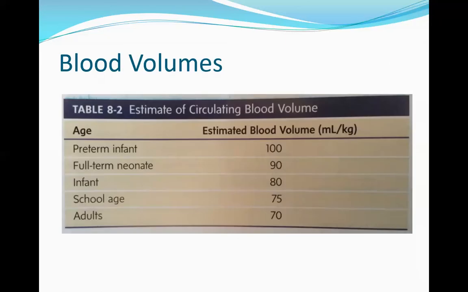On the next slide, I included a table from Cote, Table 8.2, which gives an estimate of circulating blood volume in different patient populations. So for the preterm infant, it's estimated that the blood volume is 100 milliliters per kilo. For a full-term neonate, 90 milliliters per kilo. For an infant, 80 milliliters per kilo. School-aged children, 75 milliliters per kilo. And adults, 70 milliliters per kilo.